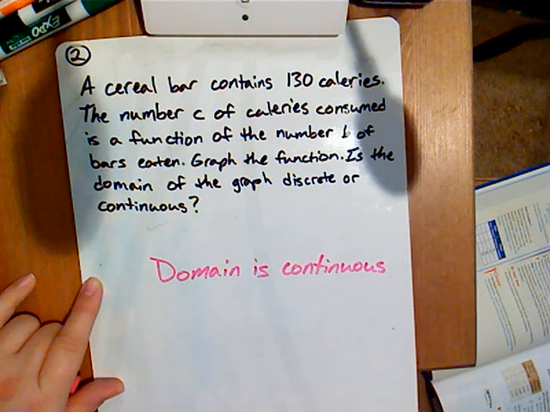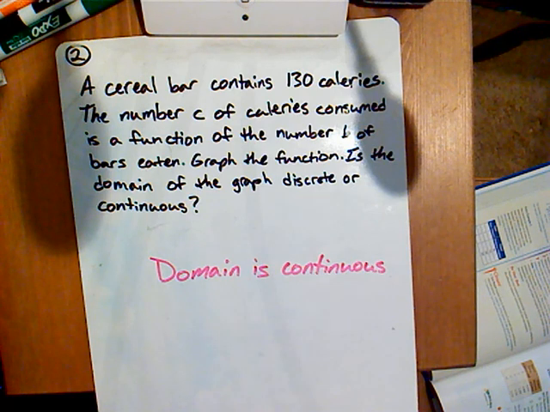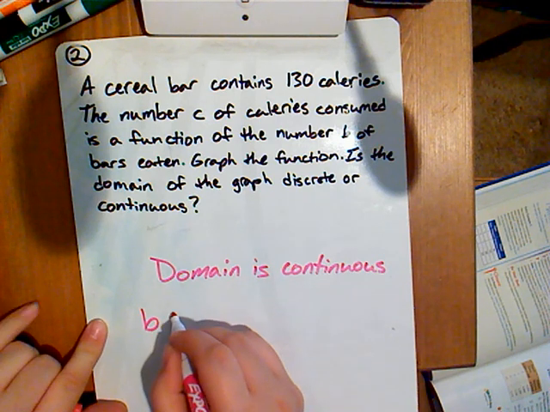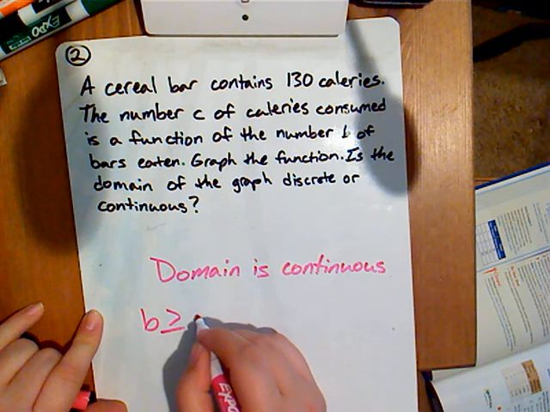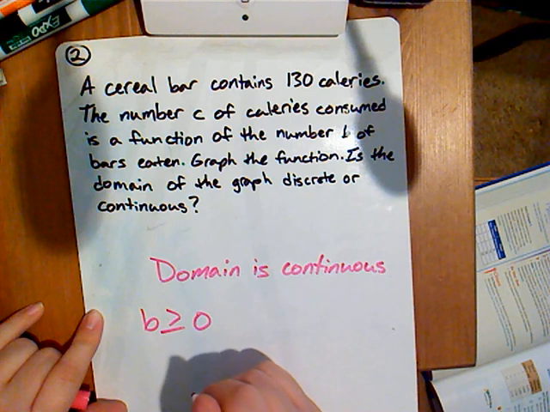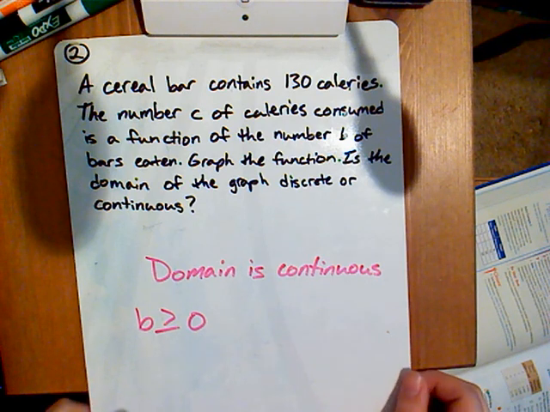Okay? So you can eat part of the cereal bar, and B can be any value greater than or equal to 0. So any number over 0 would be B. So our domain is continuous. Okay, and that is example number 2.